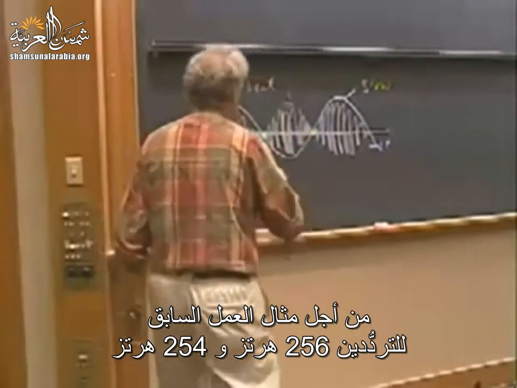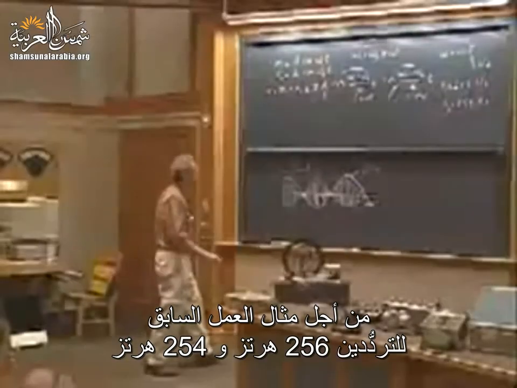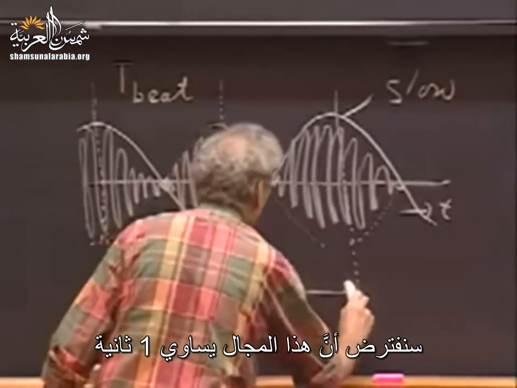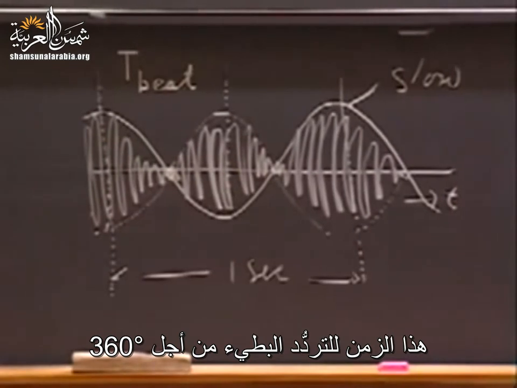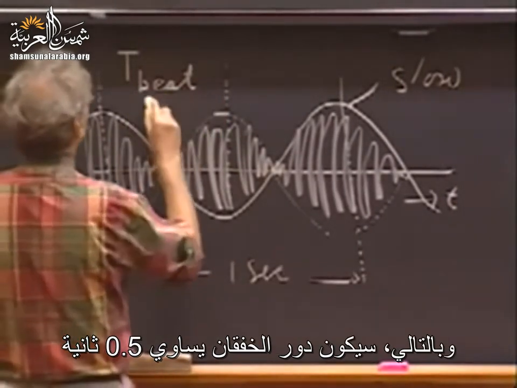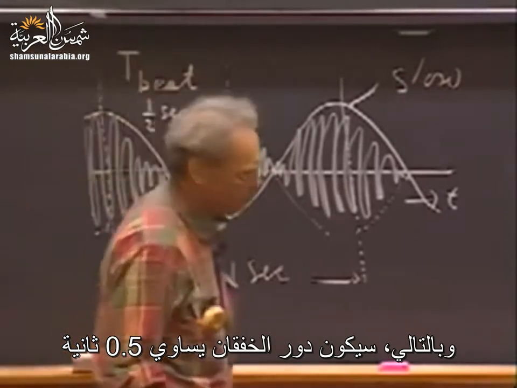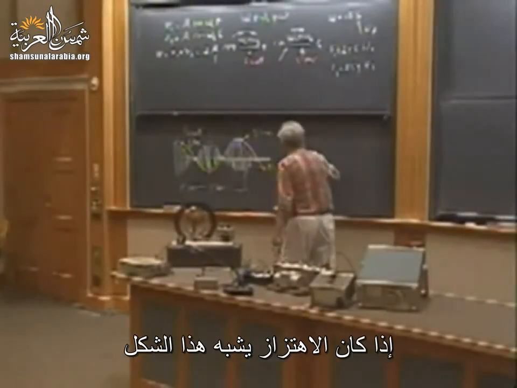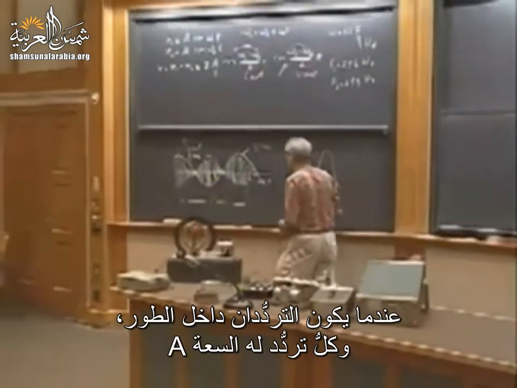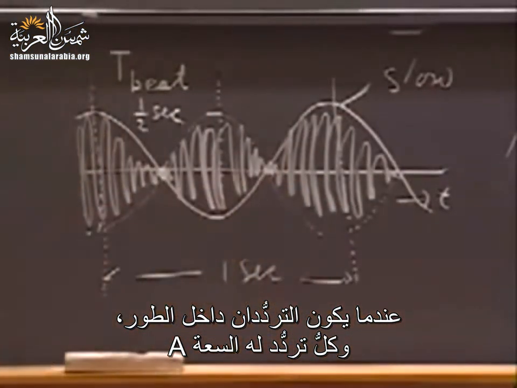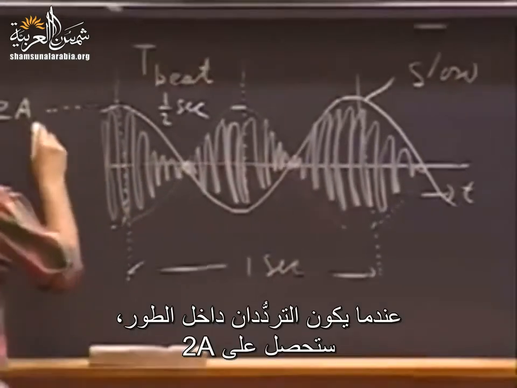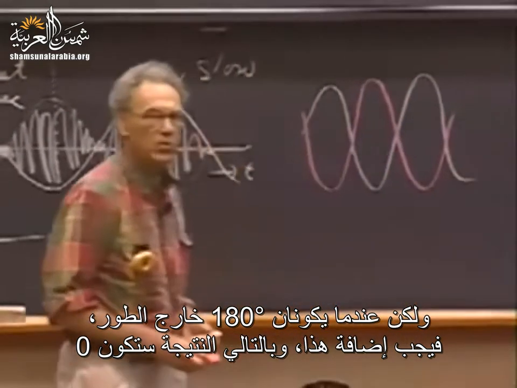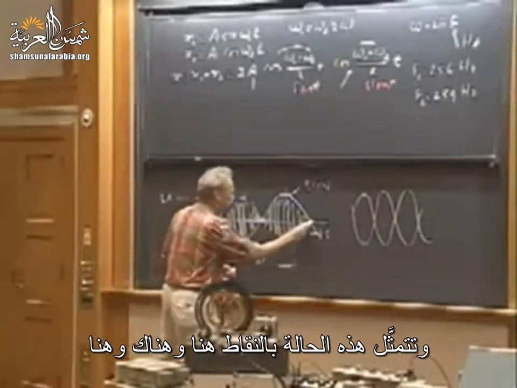For the working example that we have on the blackboard, the 256 hertz and the 254 hertz, from here to here would be 1 second. That's the time for the slow one to go 360 degrees, and so the beat period would in that case be half a second. So if you want to see in your head what is happening, if one oscillation is like this, then when they are in phase, each one has an amplitude A. When they are in phase, you get 2A. But when they are 180 degrees out of phase, the net result is 0. And that's the case here, and there, and there.